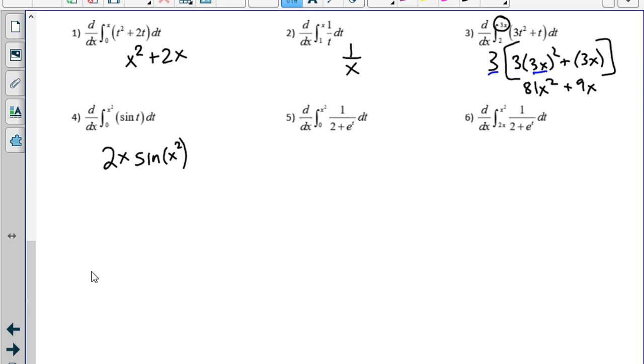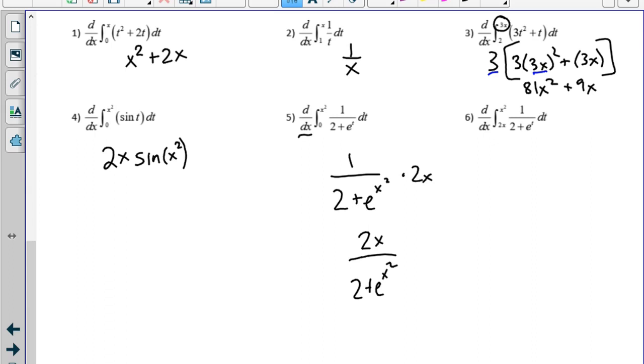In number 5, that has an integral. We don't particularly care that much what it is at this point because we're taking the derivative of the integral, so we just get the function back. So it's 1 over 2 plus e to the x squared. So we just replace t with x squared. Then we have to multiply by 2x. So we get 2x over 2 plus e to the x squared.